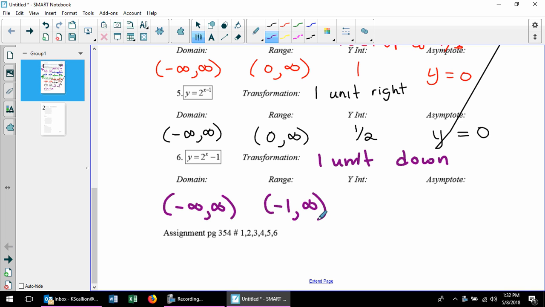Where's my y-intercept now? Right? Because it used to be at +1 and we're subtracting, and it's going to be at 0. Asymptote? Y equals -1.